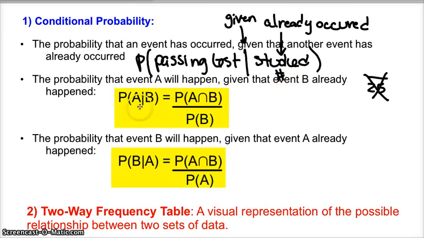The formula, if you will, says the probability that event A will happen given, this line again means given, that event B has already happened is, so this says P, probability, A given B equals the probability of A and B all over the probability of B. Notice the B here at the end and the B here on the bottom. There's a relationship here, but what this does is it limits the sample space.